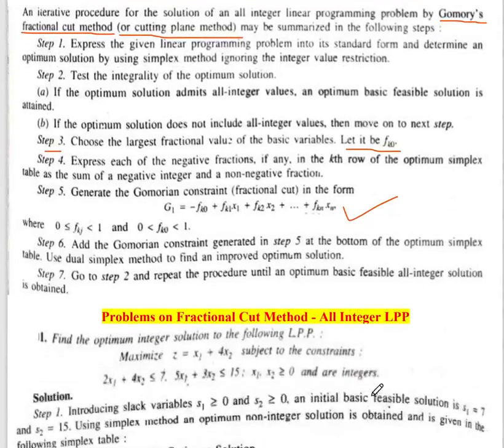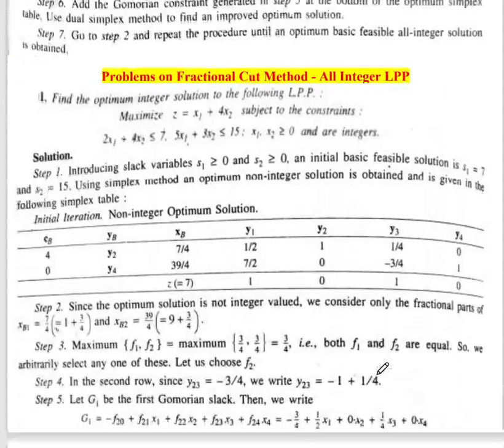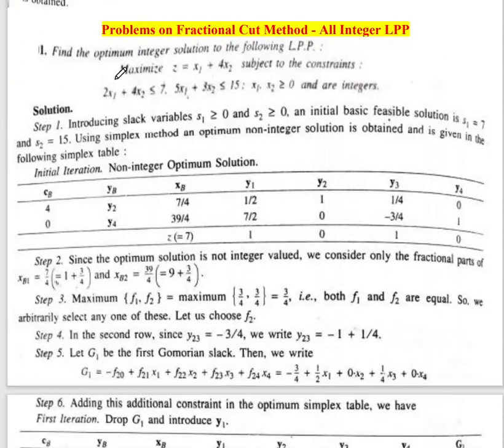Now we will see one example on the fractional cut method. Find the optimum integer solution of the LPP by using the fractional cut method. The problem is given as: maximize z = x1 + 4x2 subject to the constraints 2x1 + 4x2 ≤ 7, 5x1 + 3x2 ≤ 15, x1, x2 ≥ 0 and are integers. So here x1 and x2 both are integers. That means it is a pure integer programming problem, or we can say an all integer programming problem.